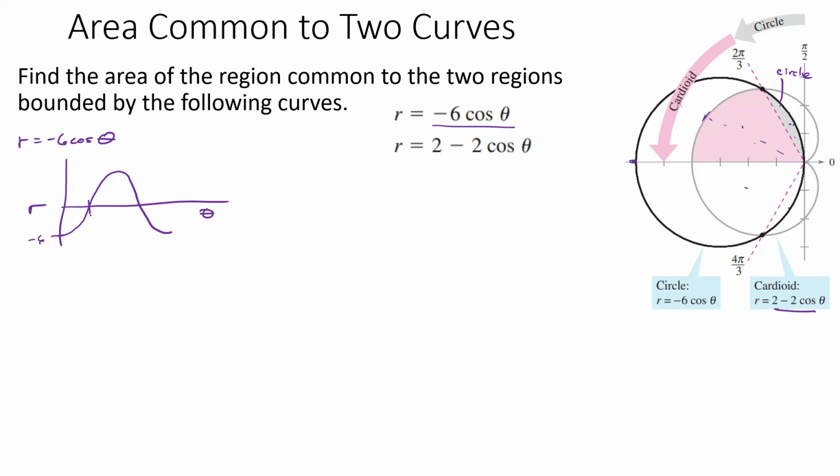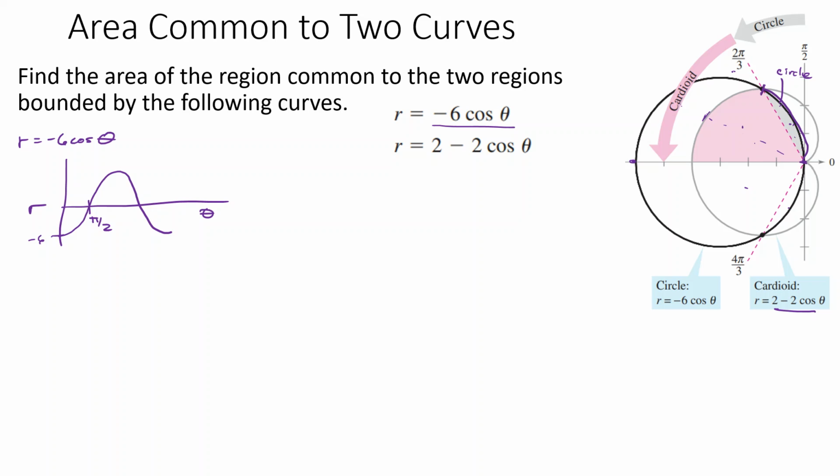We get all the way back to 0 by pi over 2. So it's actually following, I believe, this part down here, and it's coming all the way around back to 0, and it's hitting 0 at pi over 2. So that's actually where we want to start. Where we want to stop is when they meet each other.